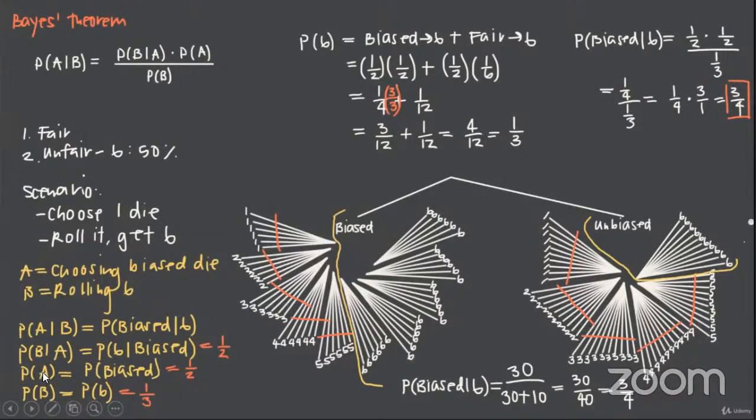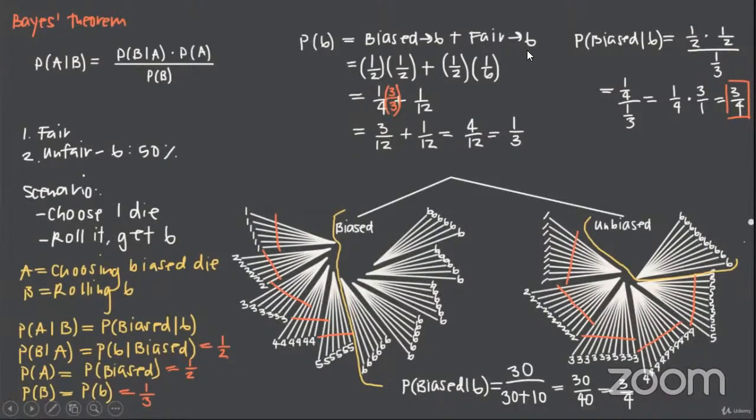What is P of A? Choosing a biased die. How many dice are there? 2 dice are there. Therefore, P of biased is equal to 1 by 2. Therefore, we got P of A given B, P of B given A, P of A, which is all these three things. Now, we have to get probability of B. What is B? Rolling the dice, getting 6.